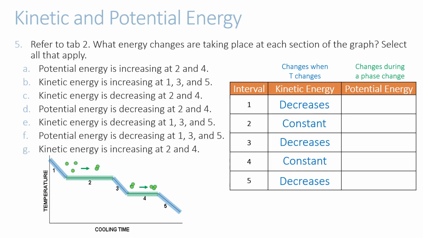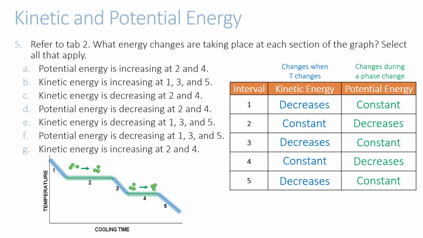Kinetic energy here is going to decrease because this is a cooling curve. So right away, we can get rid of answer choices that mention increasing because we're decreasing in temperature. Kinetic and potential energy are going to be decreasing because we're going from a gas to a solid. Potential energy is going to be decreasing during the phase change. So kinetic energy decreases during segments 1, 3, and 5, and potential energy decreases during segments 2 and 4. Anytime kinetic energy is changing, potential energy is constant and vice versa.